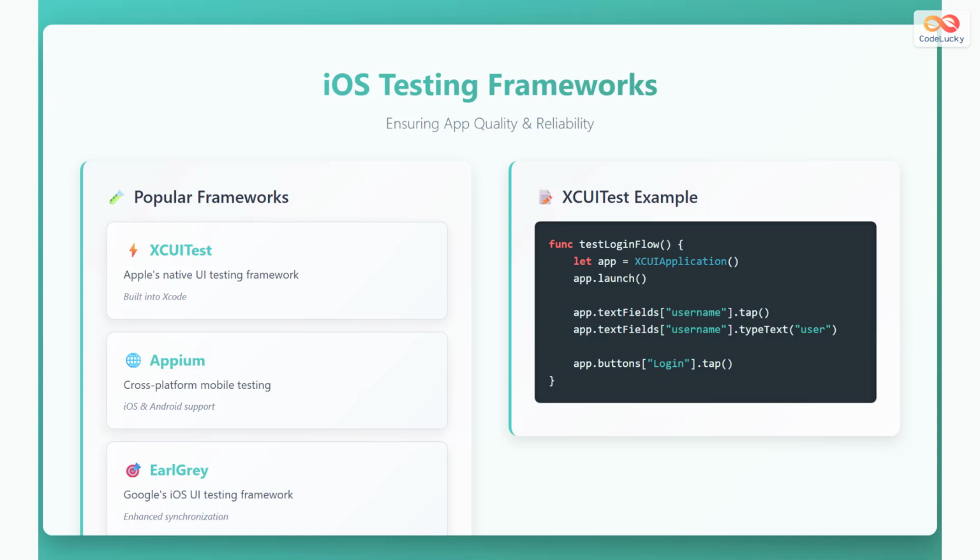The XCUITest example shows how to access UI elements using the XCUIApplication class, tap on text fields, type text, and interact with buttons. This framework allows you to simulate user interactions and verify that your app behaves correctly under various scenarios.